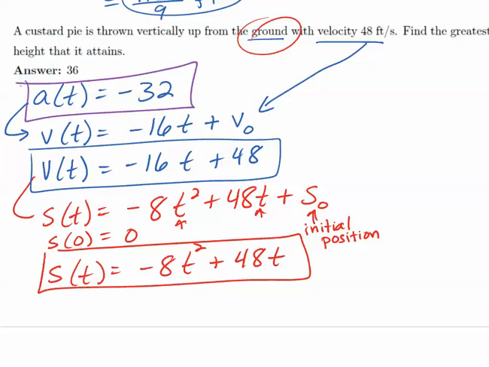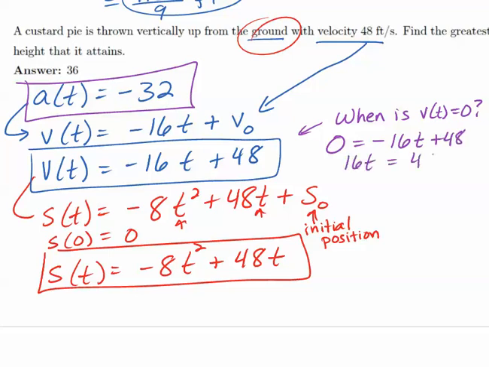All right, now let's see what we need to do here. Find the greatest height that the pie attains. So it is going to reach its vertex. When is velocity equal to 0? That's when the pie stops and heads back towards ground. So you don't have to show this. I think you guys can all see that that's going to be after 3 seconds. That's when it reaches ground level.